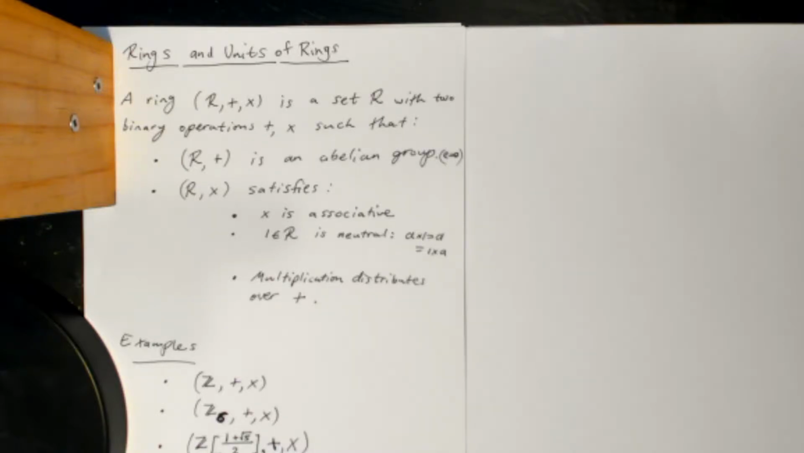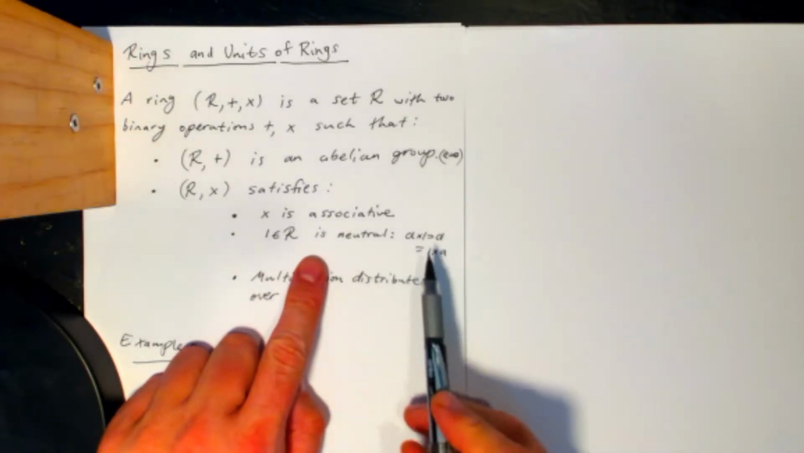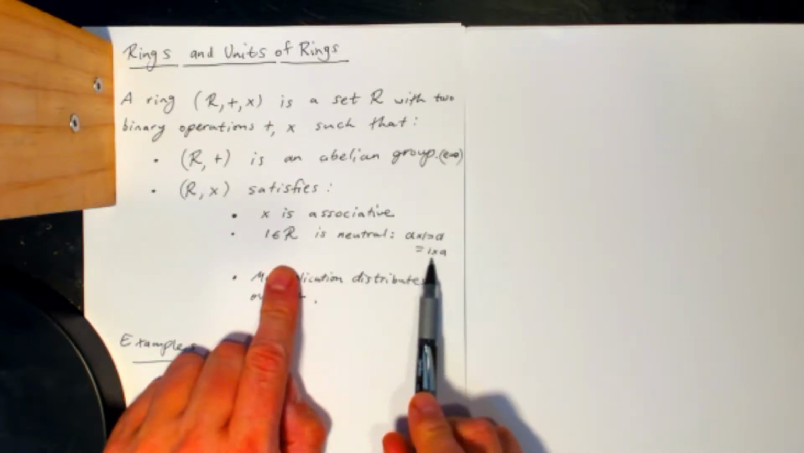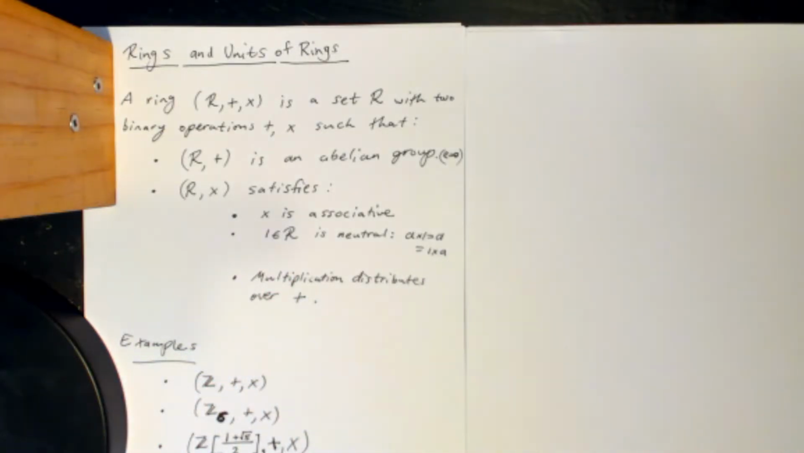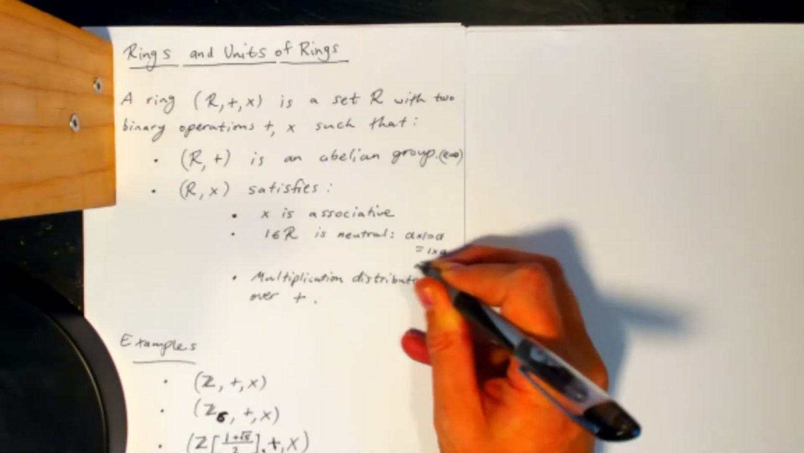Okay, so the next axiom: R together with multiplication satisfies that multiplication is associative, that there is an identity element, 1, or some other letter, but 1 will be relevant here. So there's an identity element 1 that's neutral in the sense that A times 1 is equal to A, which is equal to 1 times A for all A belonging to the ring R.